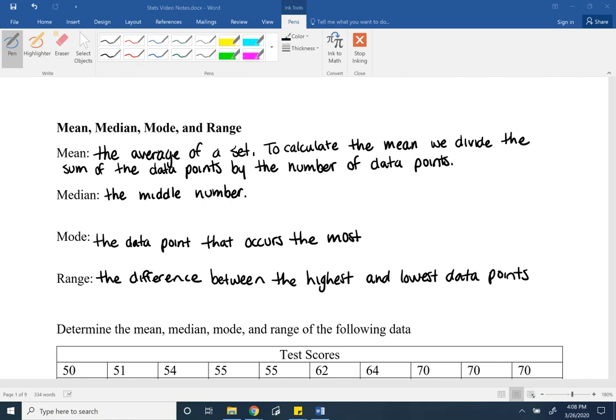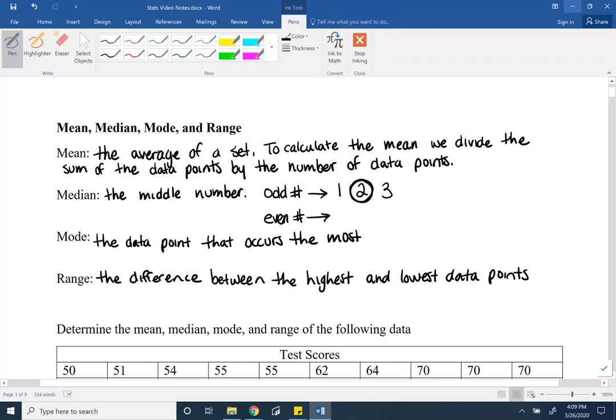When I talk about the median, it's going to be the middle number, and I have to think about two different things when it comes to calculating median. Do I have an odd number of data, or do I have an even number of data? How we calculate median depends on if it's odd or if it's even. So for example, if I have an odd number of data, like 1, 2, and 3, finding the middle number is pretty easy. The middle number here is just 2, so the median is 2.